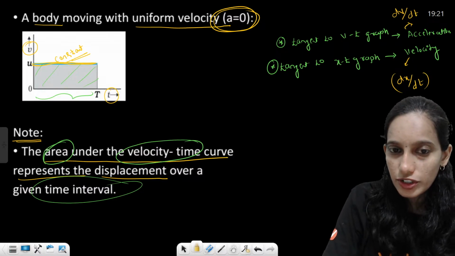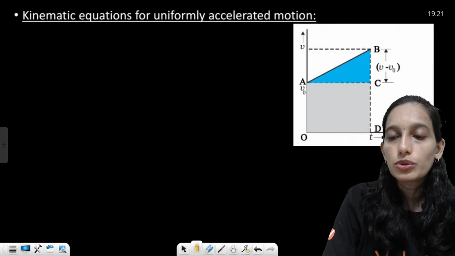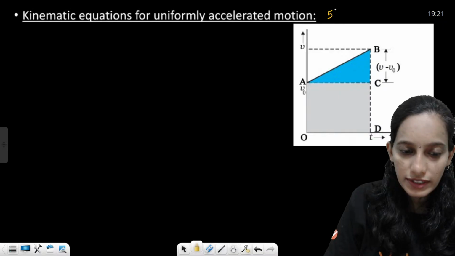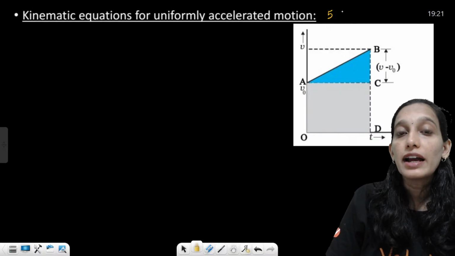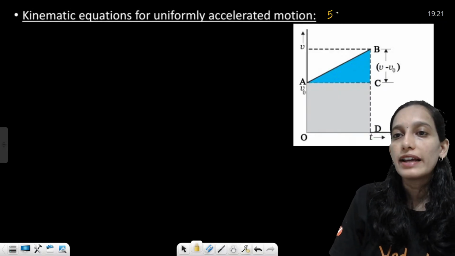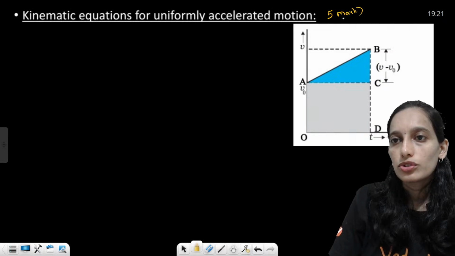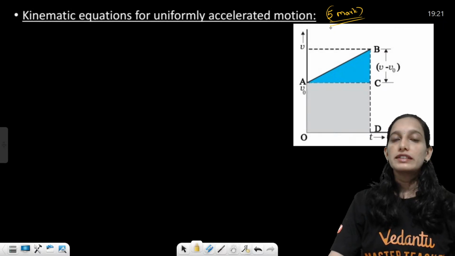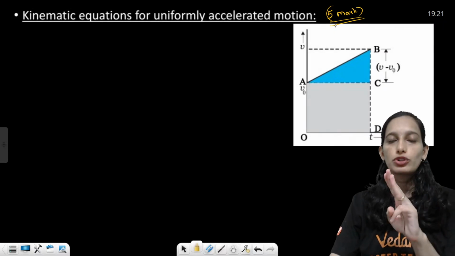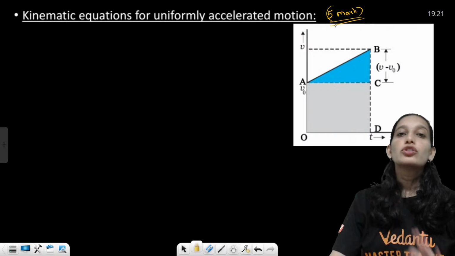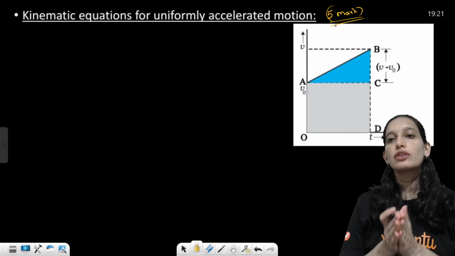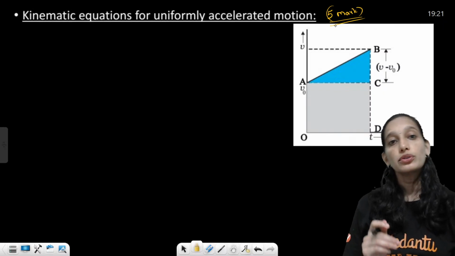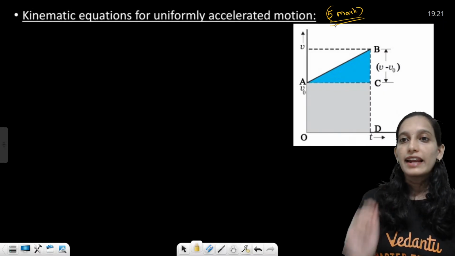Yeah, so we can just go to the very important topic of this chapter, that is kinematic equations for uniformly accelerated motion. So this can be a 5-mark question. Basically there are 3 equations of motion which we use in one dimension. So we are going to derive the three equations now. All the 3 equations we are going to derive graphically.